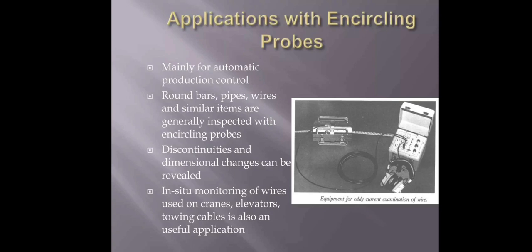Application of encircling probe. Mainly for automatic production control. Round bars, pipes, wires and similar items are generally inspected with encircling probes. Discontinuities and dimensional changes can be revealed. In-service monitoring of wires used on cranes, elevators, and towing cables is also a useful application.